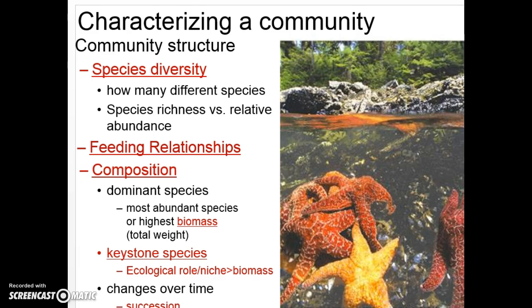There's also feeding relationships, so that's where we start to get into that predation relationship, for example. There's composition of the community. What is the dominant species? What is the keystone species? How is it changing over time? What type of succession is occurring? So we'll look at this very quickly, look at each of these individually. But one of the things I want to mention, you don't need to know how to calculate the Shannon Diversity Index. But what it is, just so you know, is a measurement that allows scientists to look at diversity compared to abundance in a mathematical way.